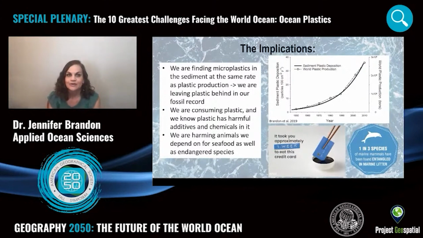I did a study where we looked at microplastics in oceanic sediment. And this top graph shows that we found sediment plastic deposition at basically the same rate as that graph I showed you on the first slide of world plastic production. If you see that these two graphs have basically the same slope, that shows that we are leaving plastic in our marine sediment at the same rate as world plastic production, meaning we are leaving plastic behind in what is going to become our fossil record.